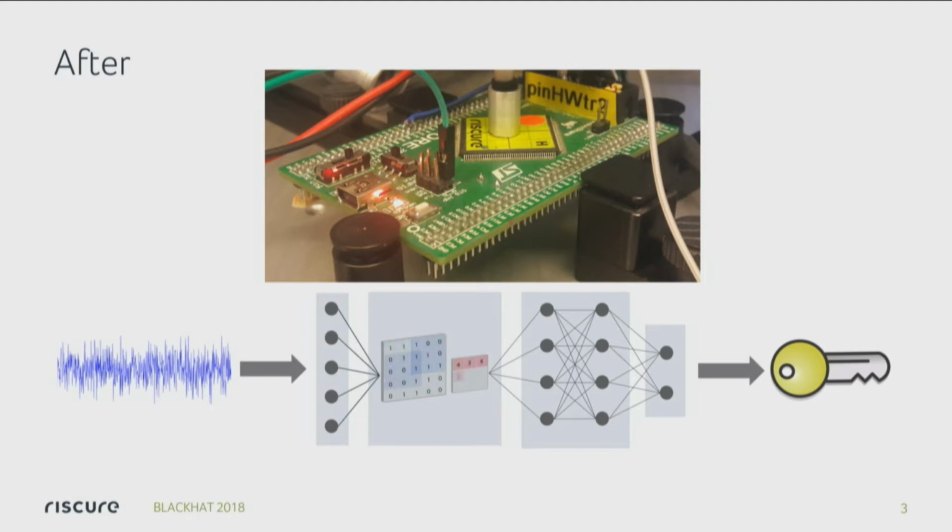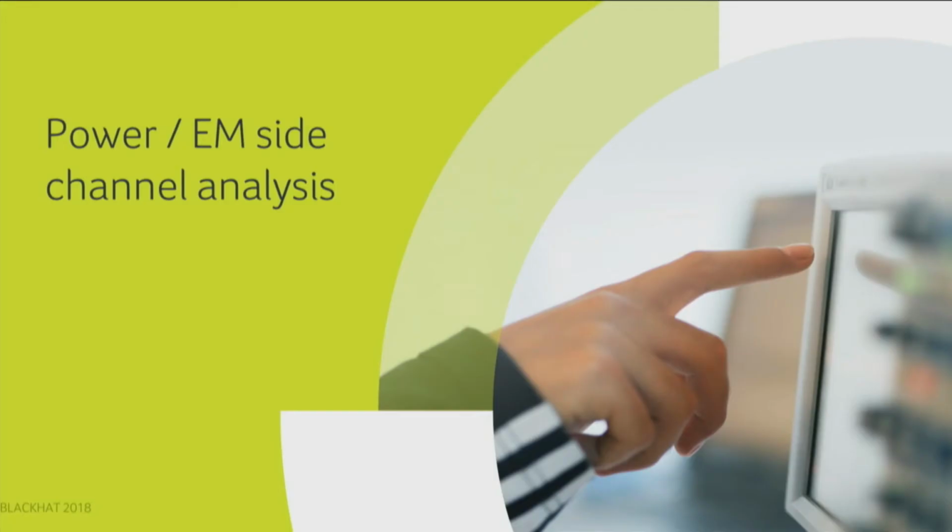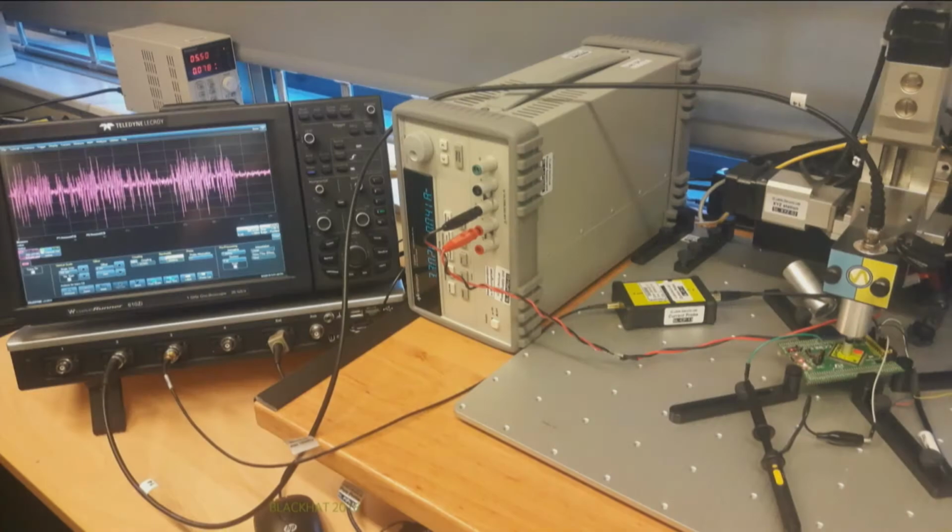And for that, normally I would now take a survey of who knows DPA and who knows deep learning, but I can't see you anyway. So I'll just dive into the basics of both, and then I'll explain the experiments that we did and the results that we got. So let's first do power and EM side channel analysis. And for the sake of time, I'm going to stay pretty abstract, which also means that I'm not 100% correct, but you can ask me questions later.